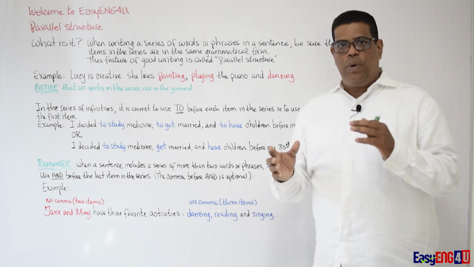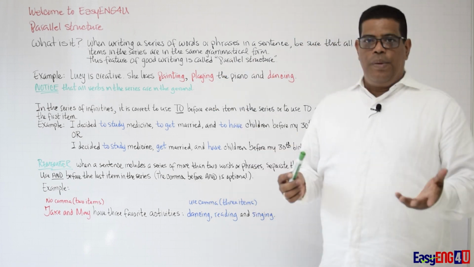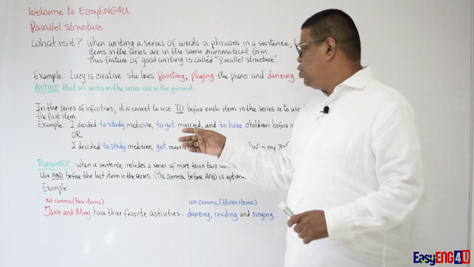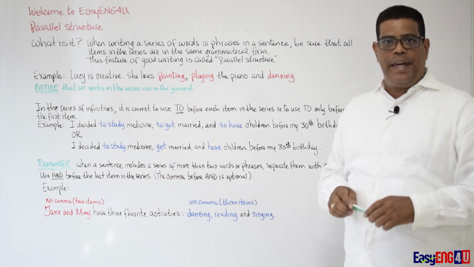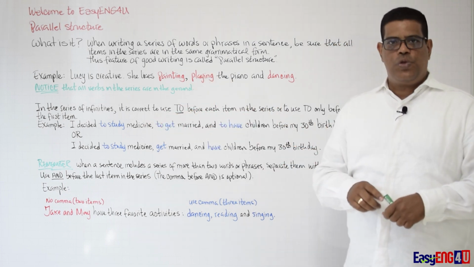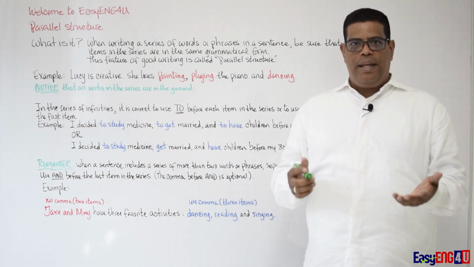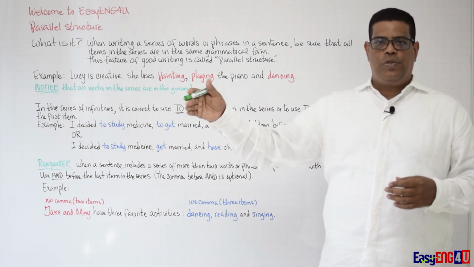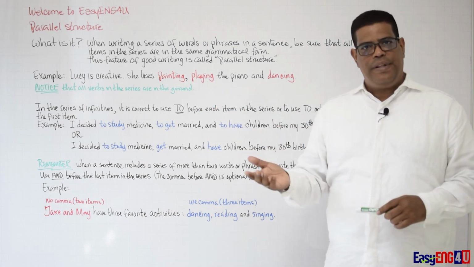Okay? Now, I want to teach you something else about parallel structure in this video. Remember, in a series of infinitives, it is correct to use to before each item. Or if you prefer, you can use only to with the first item and the rest of the items with no to. Now, if you don't remember what the infinitive form is in English, those are the verbs that start with to. For example, when you say to love, to study, to have, those verbs in English, we call them infinitive form.